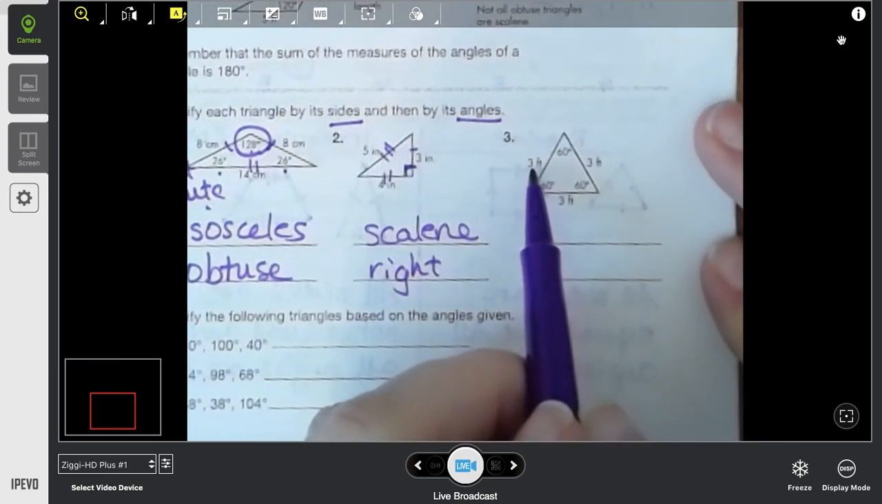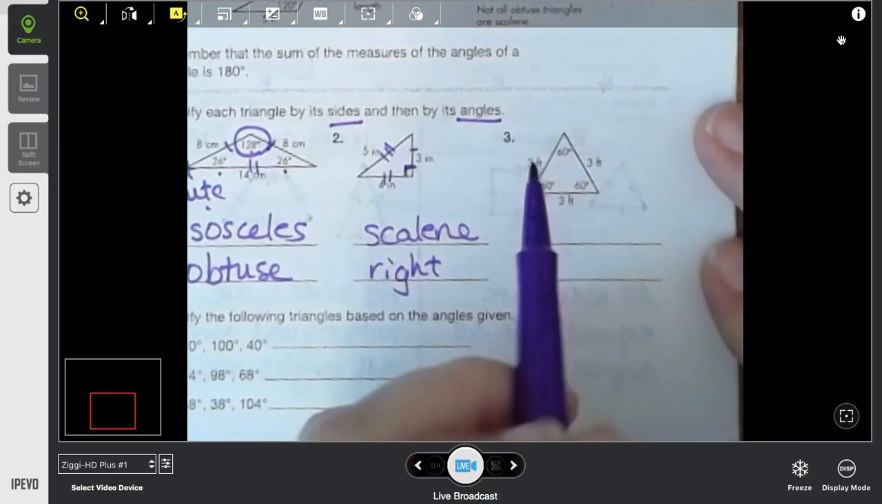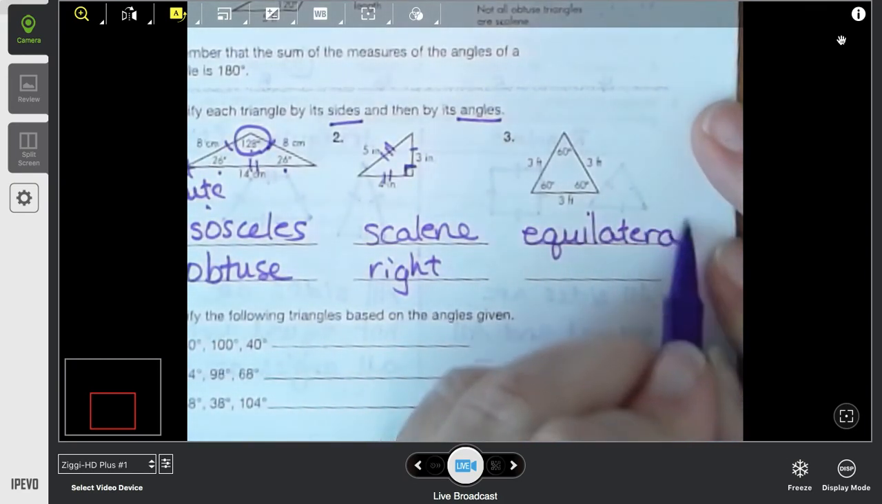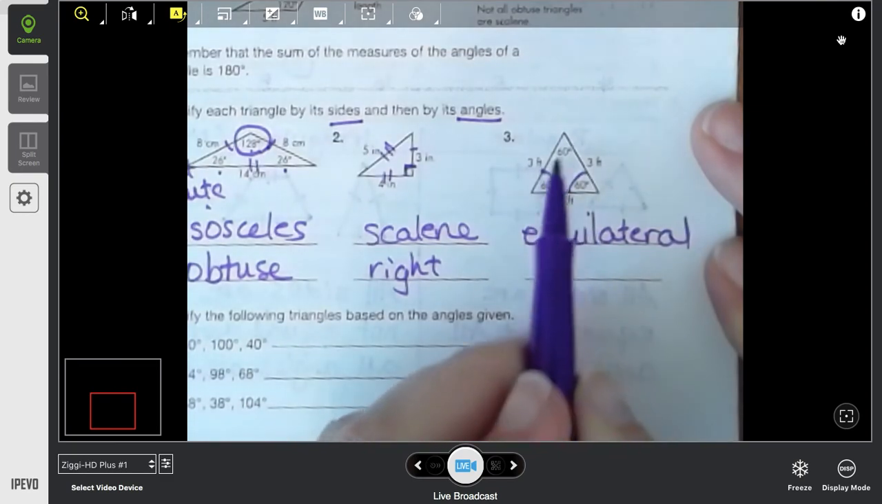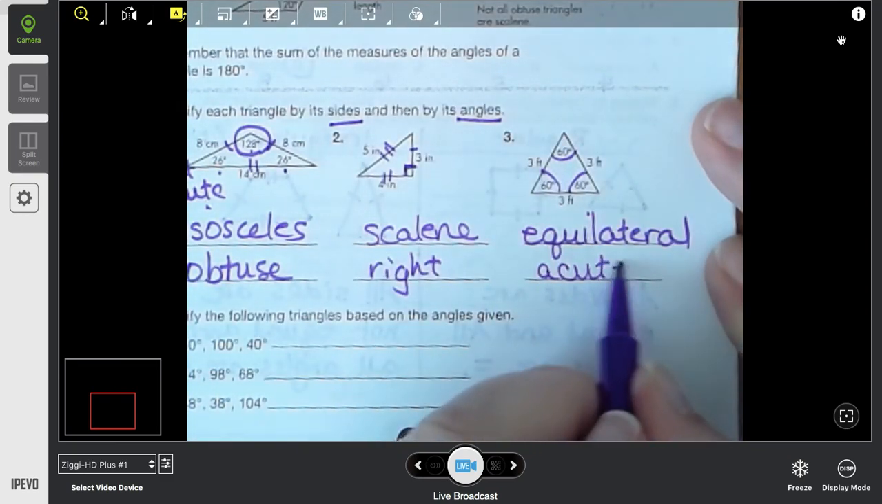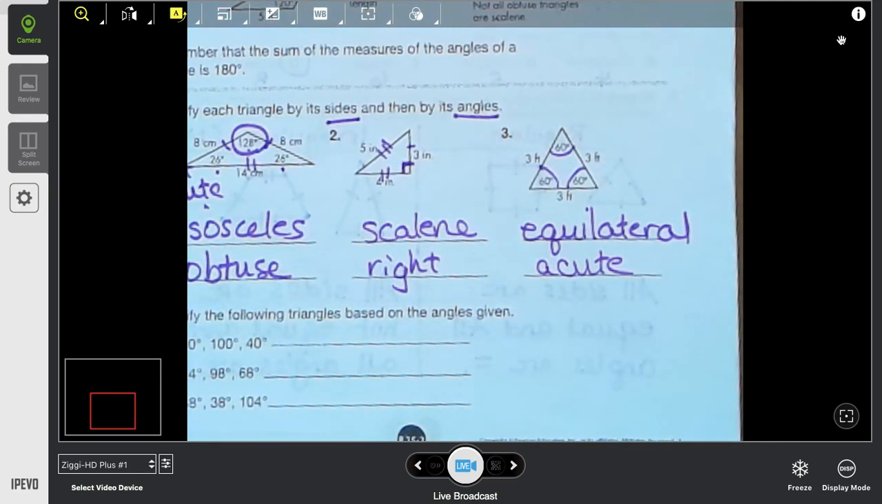Here's a triangle that has 3 feet, 3 feet, 3 feet, all the same. So it must be equilateral. And all 3 angles are 60 degrees. All 3 of those are acute, so it's an equilateral acute.